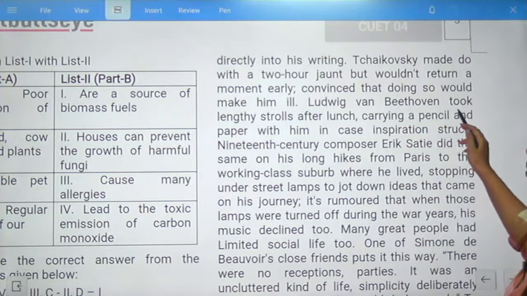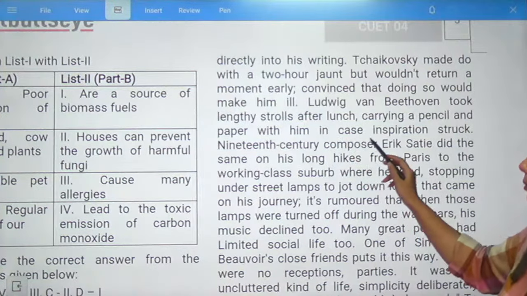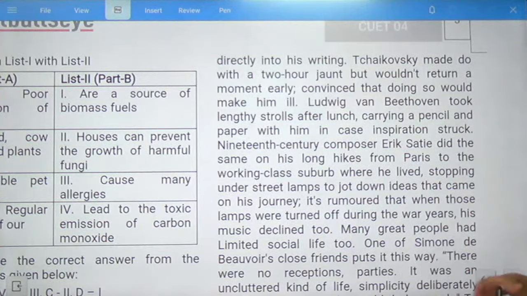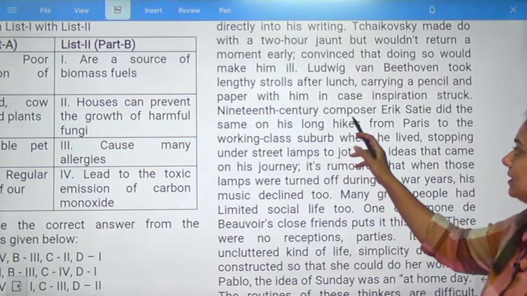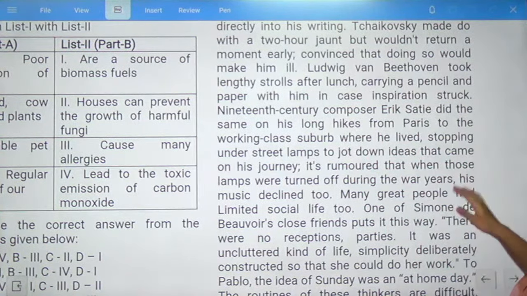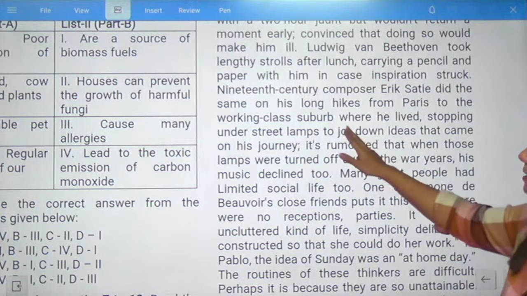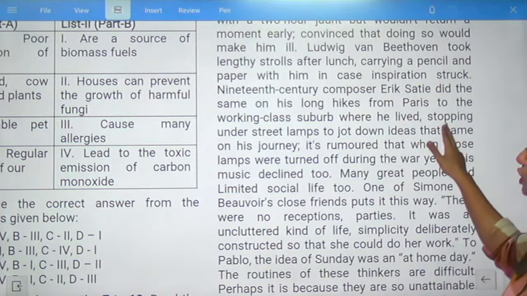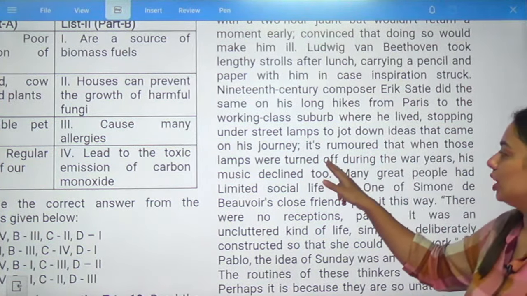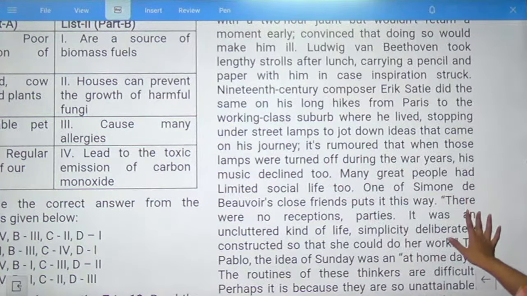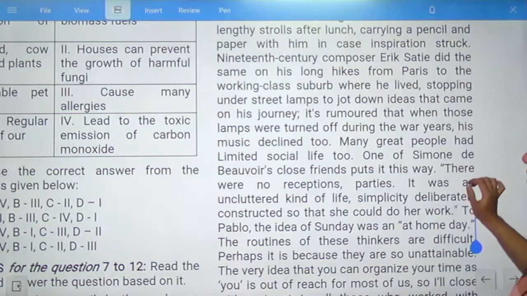Ludwig van Beethoven took lengthy strolls after lunch, carrying a pencil and paper with him in case inspiration struck. Look at him now. Look at the seriousness of these great artists. 19th century composer Eric Satie did the same on his long hikes from Paris to the working class suburb where he lived, stopping under street lamps to jot down ideas that came on his journey. It's rumored that when those lamps were turned off during the war years, his music declined too.